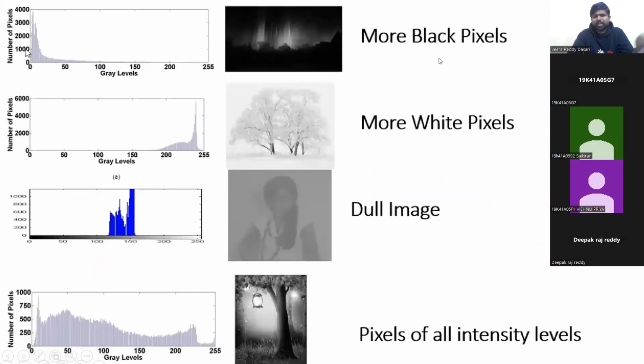And this gives a clear idea of exactly how the histogram will change as we are changing the colors of black and white in the image, but I am taking different images. So here I am taking some images which are pure white, having more white pixels, and some images with more black pixels, and some dull image, or an image which has pixels of all intensity levels. So I am taking different images.